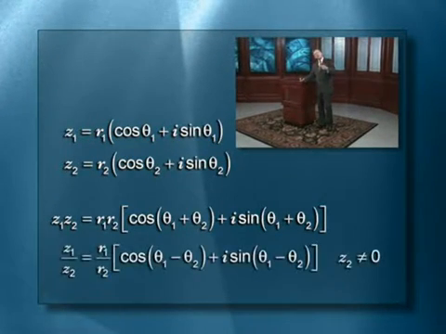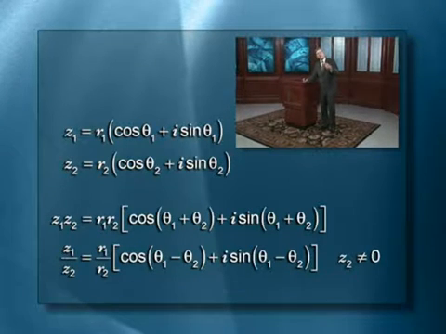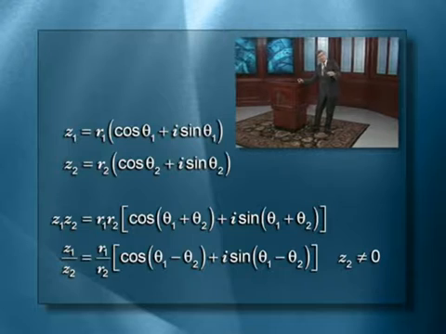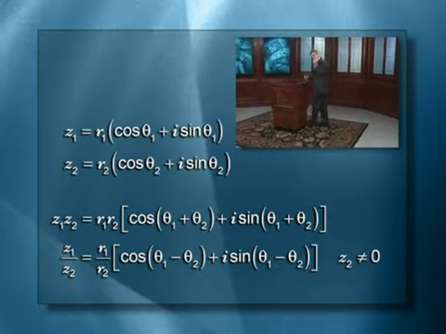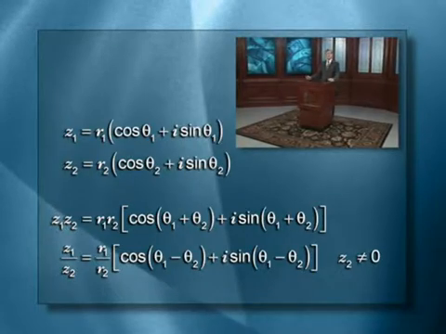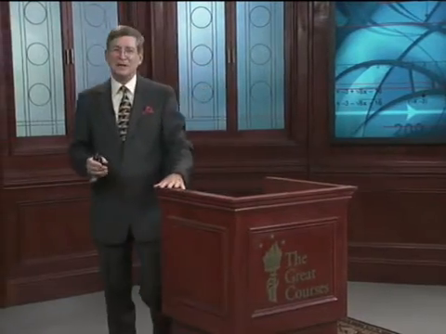And if you have a quotient of two complex numbers, all you have to do is divide R1 by R2, and then it's the cosine of the difference and the sine of the difference. So the plus sign changes to a minus sign. Let's do a quick example of this multiplication formula, and you'll see how nice it is.